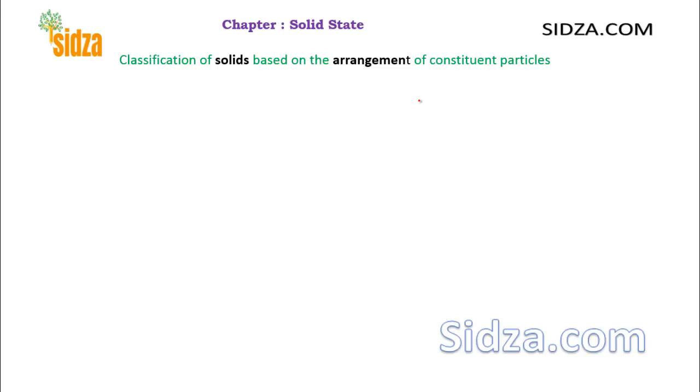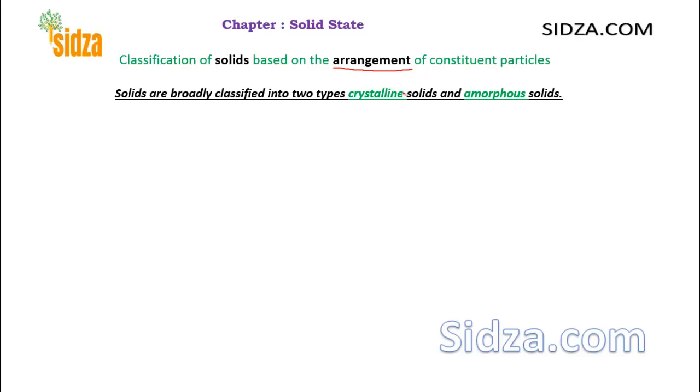Now we will learn about the classification of solids. Solids can be classified based on the arrangement of the constituent particles into two main categories, amorphous solids and crystalline solids. So this is the classification in which solids are categorized into two groups, crystalline and amorphous, and this is the classification which is based on the arrangement of the particles, how the constituent particles of a solid are arranged. Based on that, we have two types of solids, crystalline solids and amorphous solids.